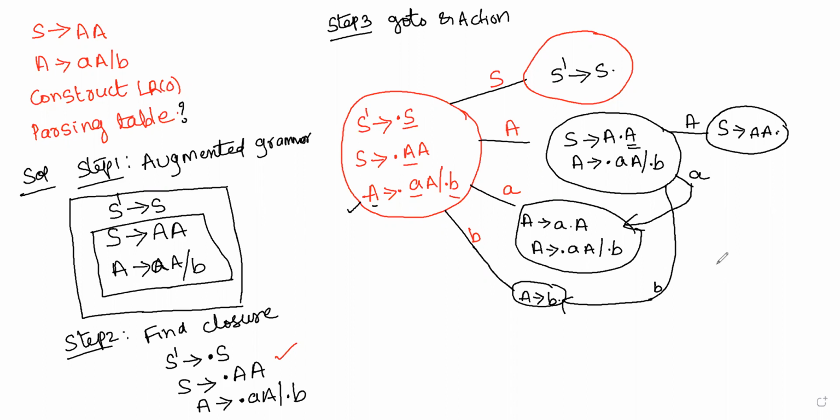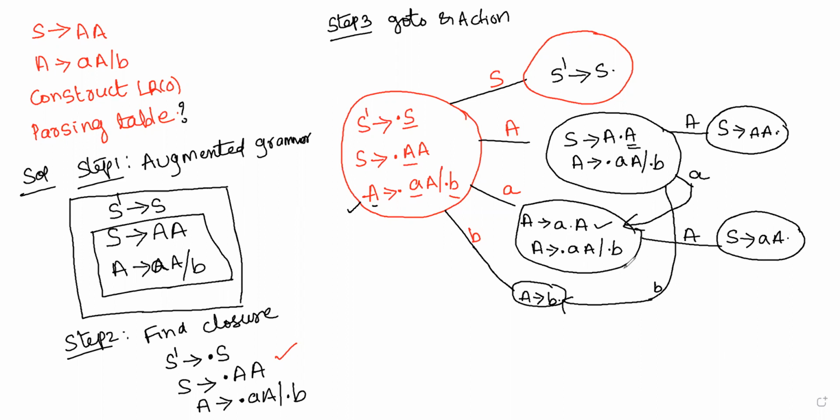So we finished this box. Next, what am I going to do? A tends to AA. Now this one we have is called capital A. The value of this one is S tends to AA dot. There are no more productions after the dot. So this is called the final state.